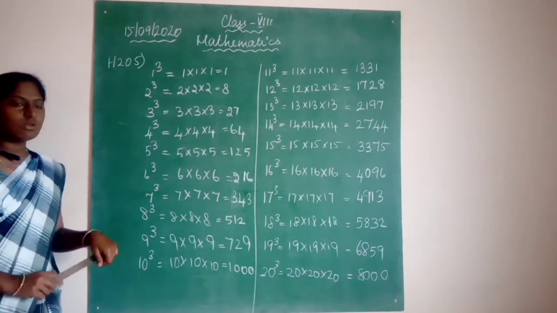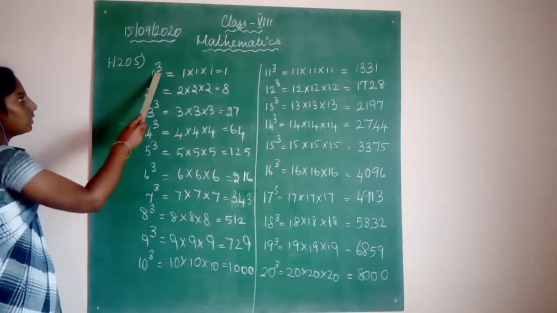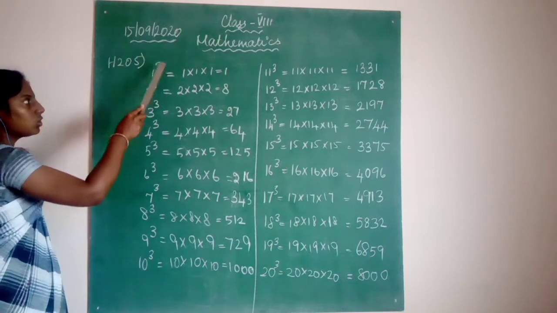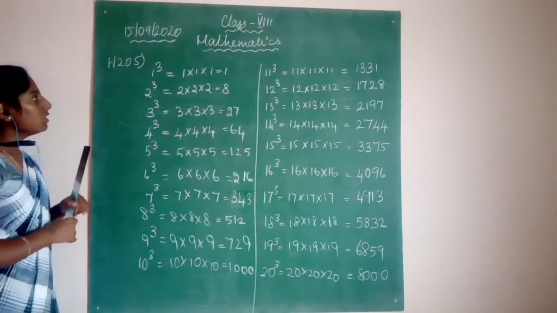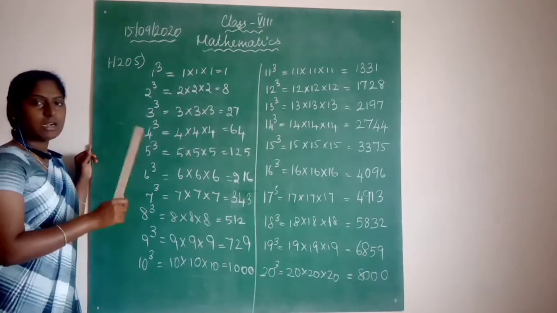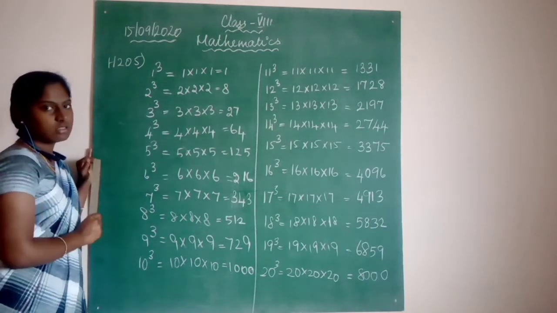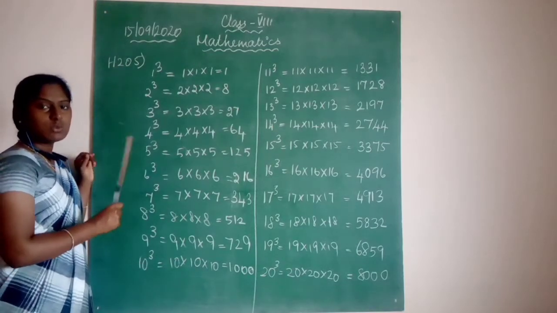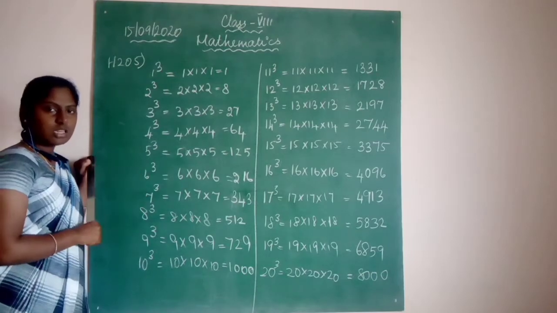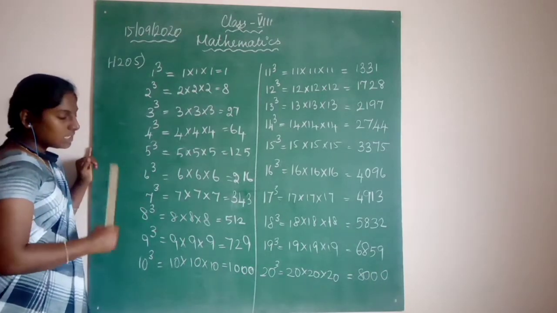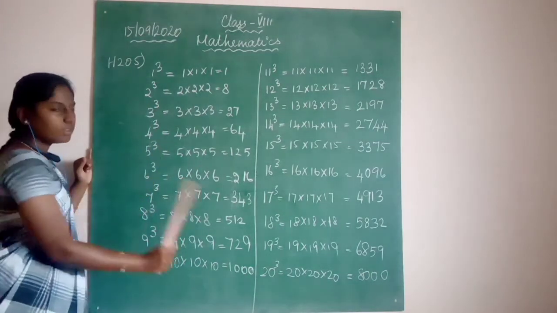Okay, so listen here, this is one cube. The symbol 3 on top of some number is representing cube. So here cube is nothing but multiplying the number 3 times. So 1 cube is 1 into 1 into 1. 7 cube is 7 into 7 into 7. Is it clear? So now these are the cubes of the numbers from 1 to 20.